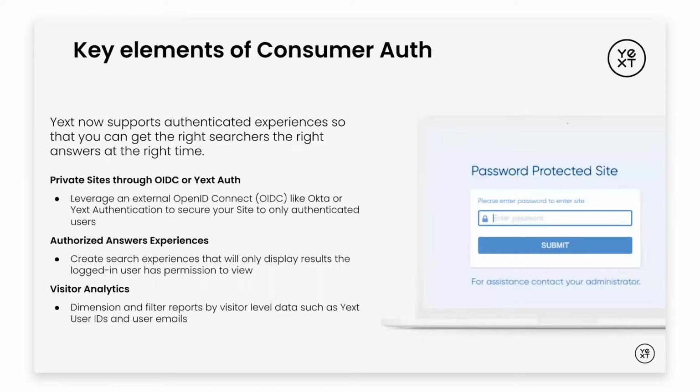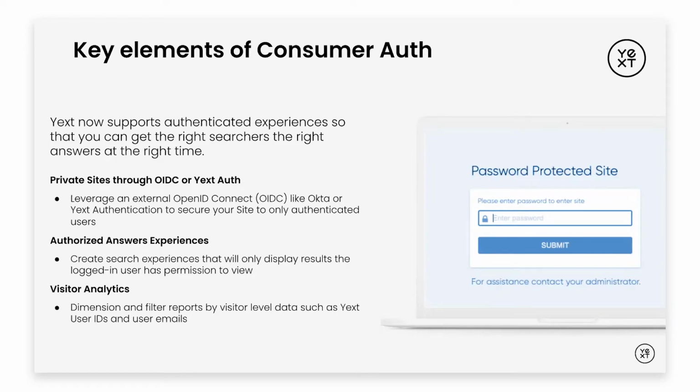With that in mind, consumer auth at Yext as part of the Winter 21 release involves a couple of key features that relate to private and permissioned experiences. The first is what we call private sites, which is basically the ability to make a site, like that blog that I referred to, that's only accessible to some people.